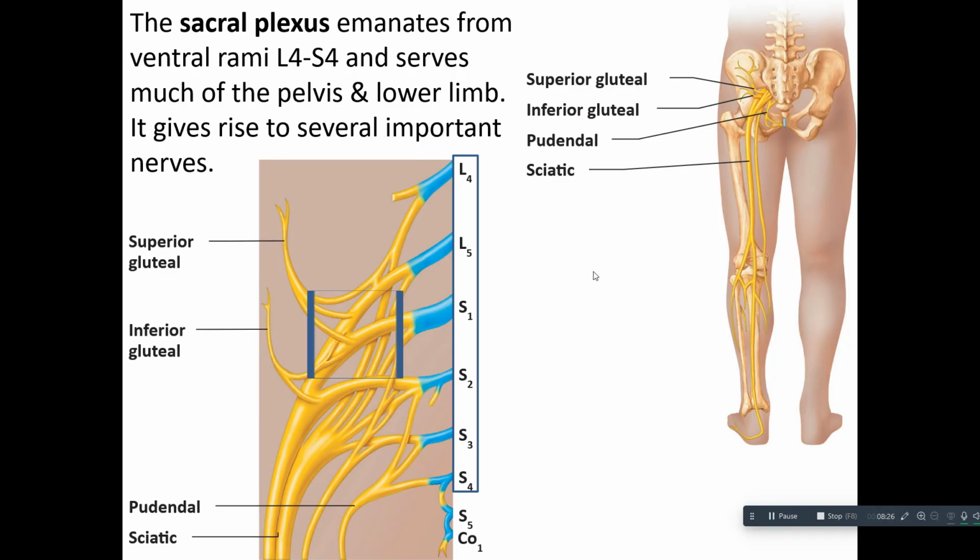All right, final plexus is the sacral plexus. So that's L4 to S4. And it is going to go to the pelvis, as well as a lot of leg structures. So we're going to see a pair of gluteal nerves, superior and inferior gluteal nerves, as well as the biggest nerve in your body, which is called the sciatic nerve. You can just see how big it is over here. And also a nerve called the pudendal nerve.